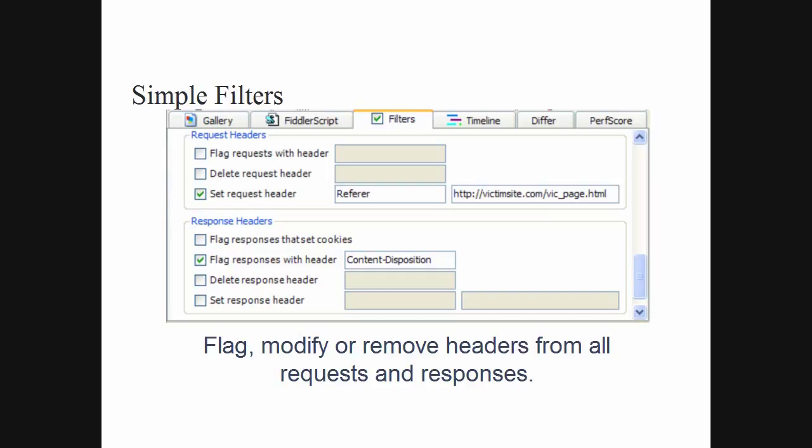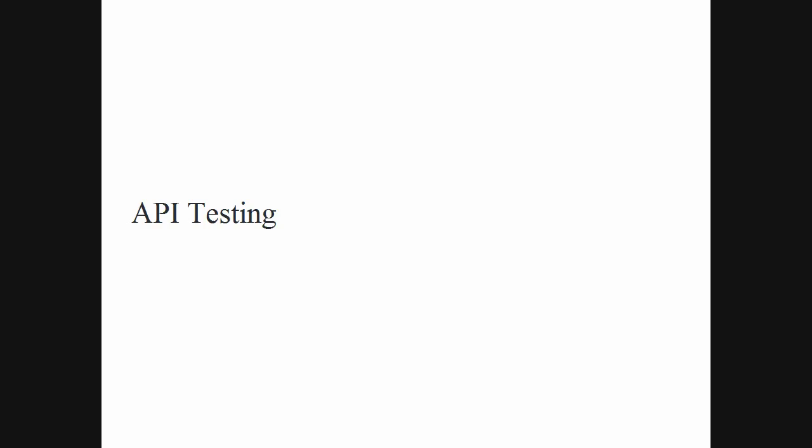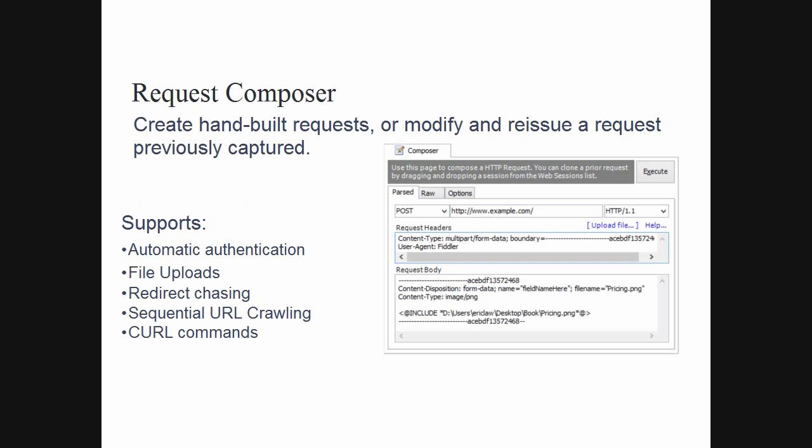Now, I want to talk about API testing, because that's an area where historically people have been using Fiddler for doing API tests, but they haven't necessarily been doing it most effectively. The Request Composer is the way that most people do API testing with Fiddler. So there's a Composer tab in Fiddler. It allows you to craft your own request and then execute that request.